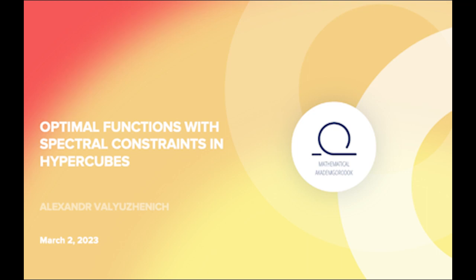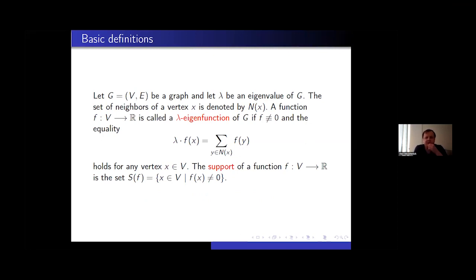Firstly, let me recall some definitions. Let G be a graph and let lambda be an eigenvalue of G. A real valued function f defined on the vertex set of G is called a lambda eigenfunction of G if it has at least one non-zero value and the equality lambda f of x is equal to the sum of values of f on all neighbors of x holds for any vertex x. And the support of a function f is the set of its non-zeros.